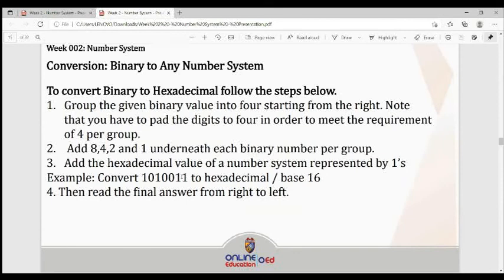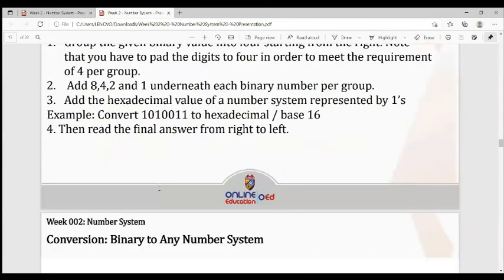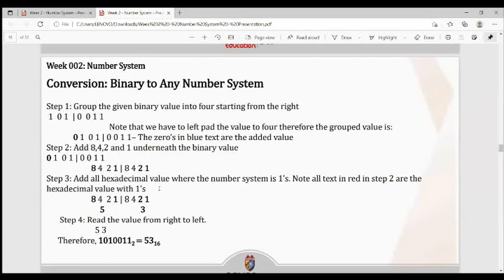So, what is the equivalent of this? 1, 1, 0, 0. Yan. So, ang equivalent niya is 3. Dito naman tayo, 1, 2, 4. This is 5. Let's see if it is 53. Okay, so the answer is 53. So, ito na yung explanation.